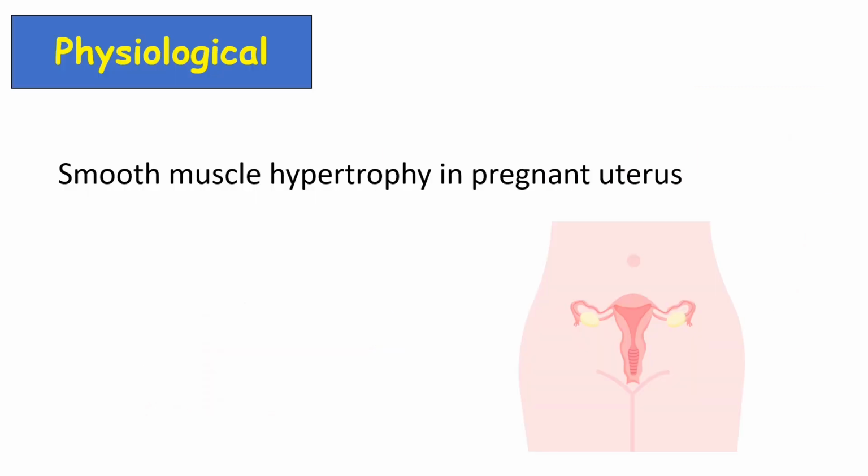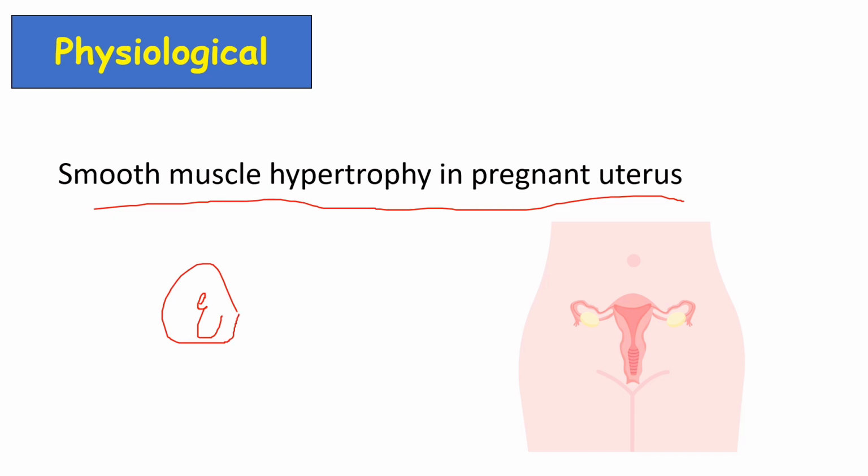Next example of physiologic hypertrophy is smooth muscle hypertrophy in the pregnant uterus. This happens mainly because of the hormone called estrogen. Now this estrogen is going to act on estrogen receptors which are present on the smooth muscle cells of the myometrium, and they will increase the size of the smooth muscle cells of the uterus, and that increases the size of the uterus during pregnancy.